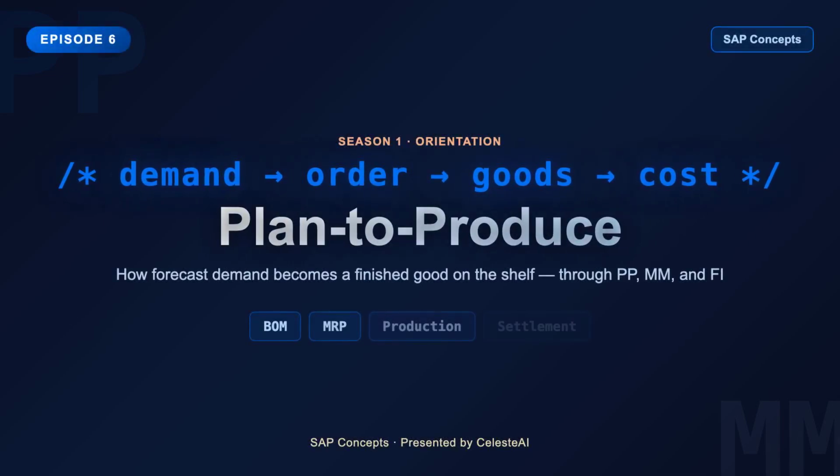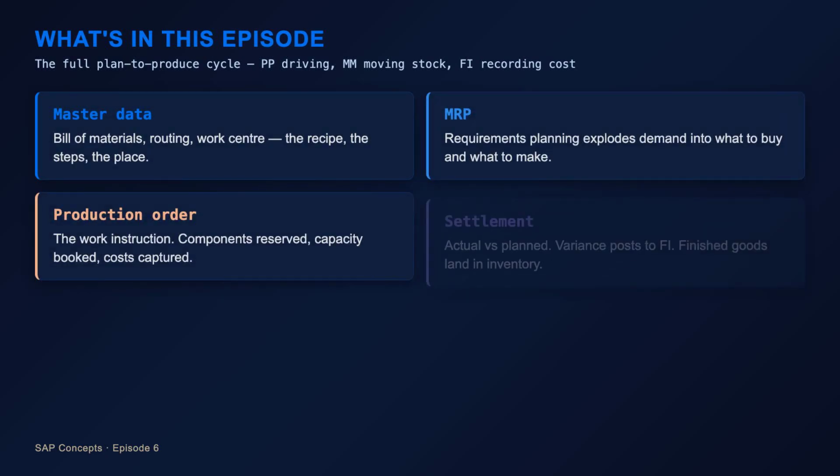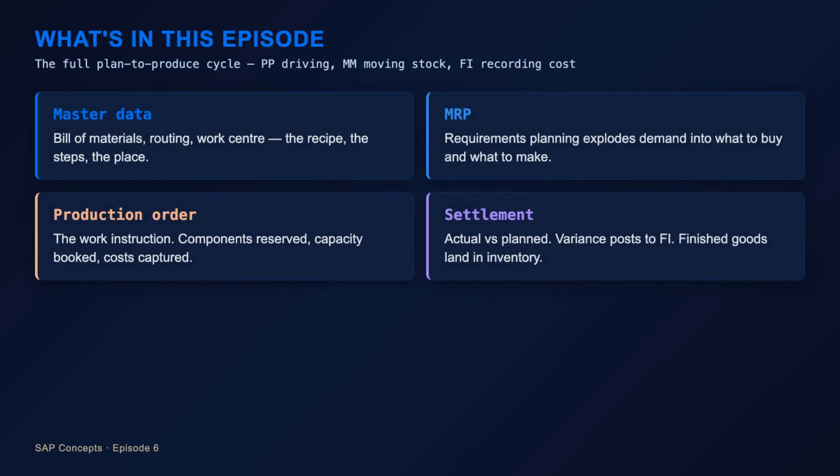Welcome to Episode 6. Plan to produce: how forecast demand becomes a finished good on the shelf through PP, MM, and FI. Four ideas: master data, MRP, the production order, and settlement. Every SAP manufacturing conversation sits on these four.